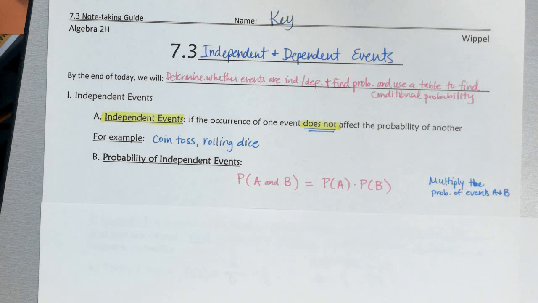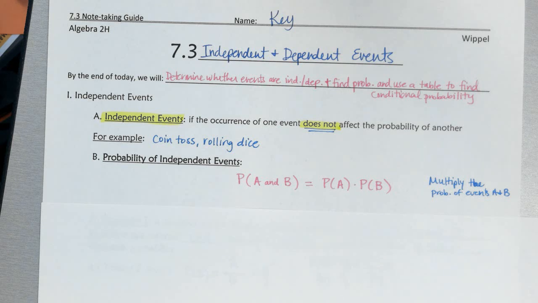So an example of an independent event would be a coin toss. So if you toss a coin and you get a heads one time, the next time you toss a coin, it doesn't matter what you got the time before, you still have the same amount of chances, right? Which we talked about yesterday. You have the 50-50 chance or the 1/2, 1 out of 2. And then rolling dice is another situation that is independent.